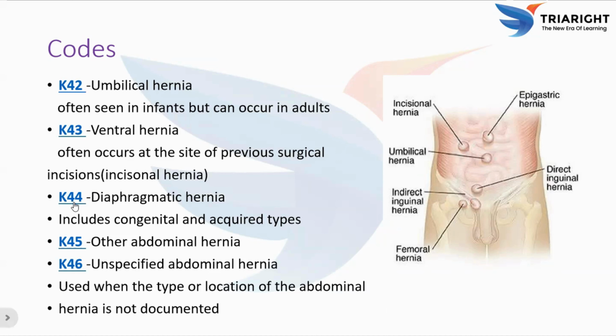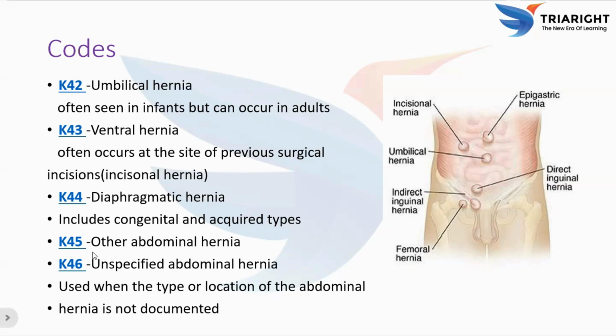So next coming to K44 code. So when do we assign K44 code? Whenever a diaphragmatic hernia is diagnosed. So what is it? The hernia which occurs in the diaphragm, allowing abdominal organs to move into the chest cavity. This includes congenital and also the acquired types, for example, hiatal hernia.